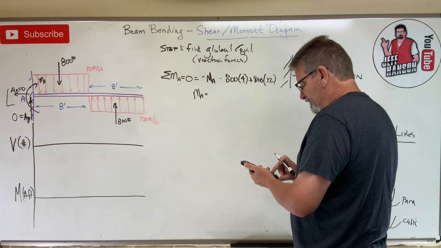So if I ask you, what is the biggest bending moment on that beam? The answer is 6,400 foot-pounds at that wall over there, isn't it? And that's the kind of information that I'm looking for on these graphs.